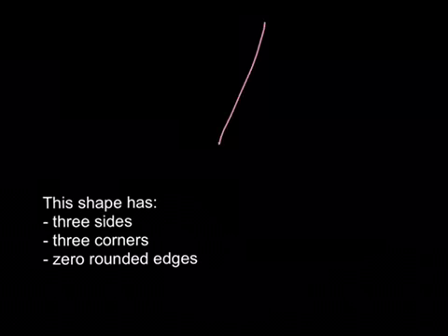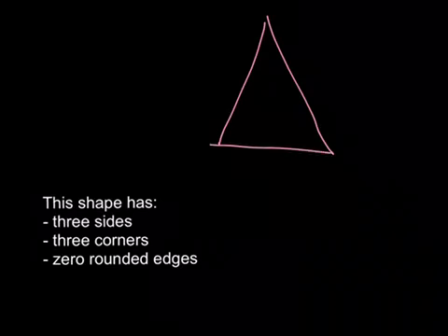This shape has 3 sides, 3 corners, and 0 rounded edges. It looks like this. Do you know what this shape is called? It's a triangle.